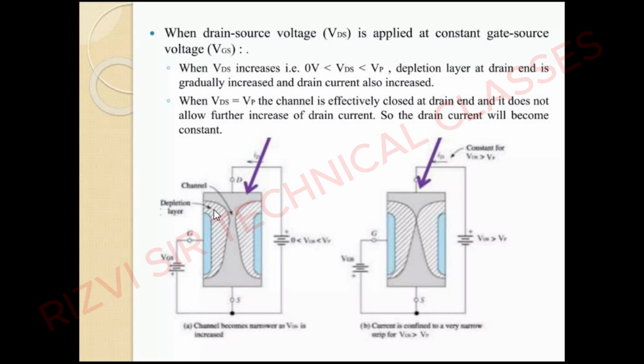Just make sure that you go through the depletion layer. You have to check what is the depletion layer, where is the channel, where is the source, where is the gate, and where we are applying the voltage. Just make sure to check that and read this once. You will be able to understand the operation of gate, source and drain in that condition.